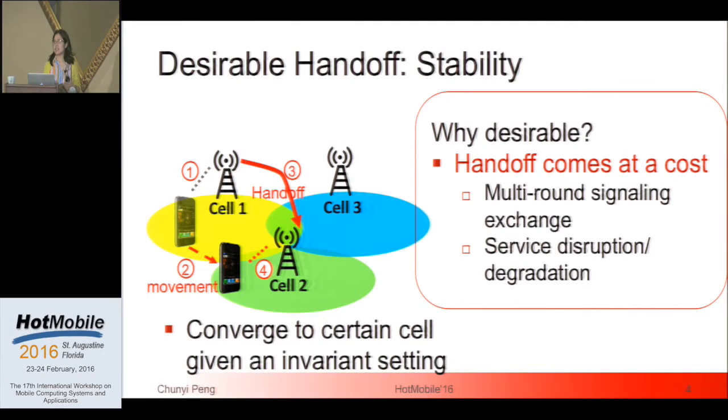It's easy to understand why stability is so important, because handoff comes at a cost. For example, to enable the handoff, the device and network have to exchange signals and messages. It takes time, for example, a few seconds. And if frequent handoff happens, the service will be disrupted and the performance will degrade. That's why we hope the handoff will be stable.